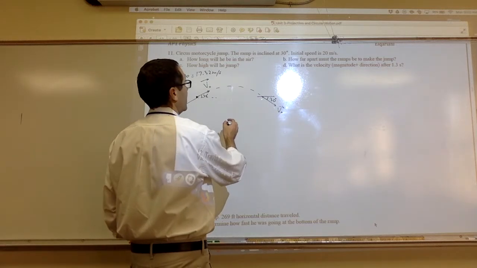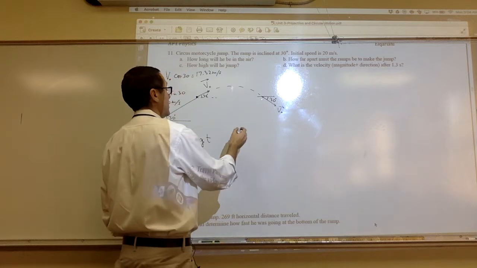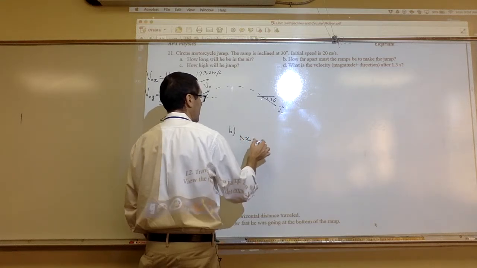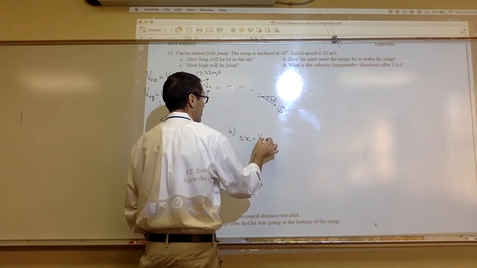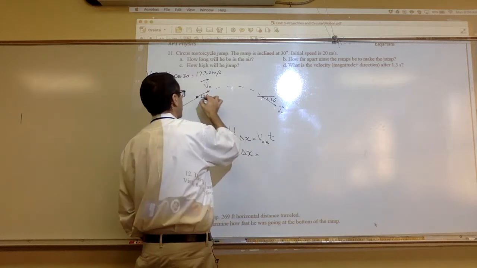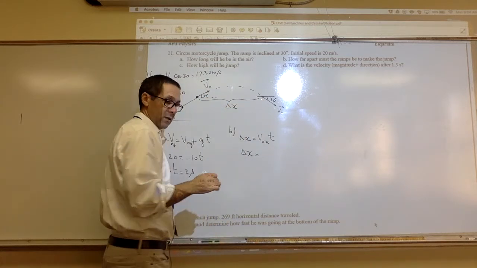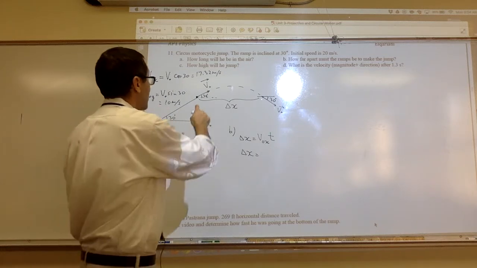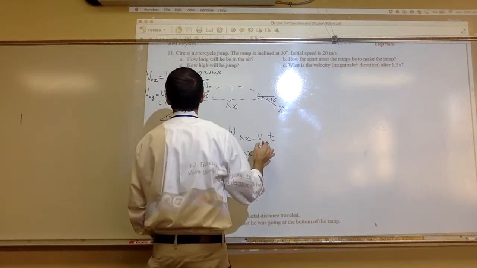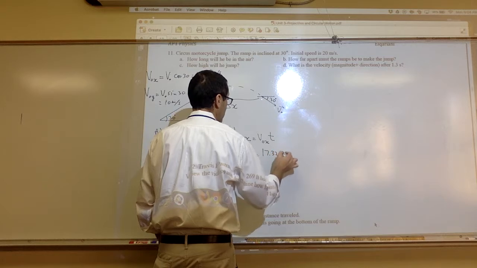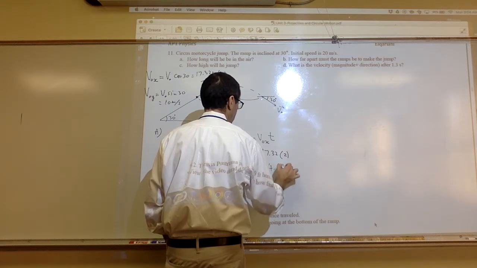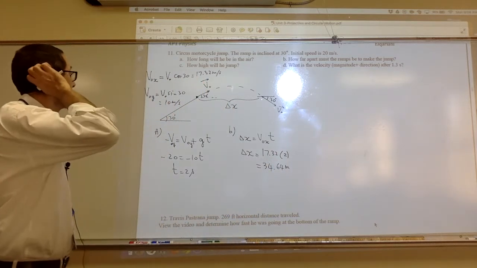Now, let's look at part B. How far apart must the ramps be? So for part B, we're looking for delta x, and we're going to use the simple equation, which is V0 in the x direction, not just V0, times time. In other words, we're looking for this distance here. Now, to find that distance, you have to take into account the whole time, not just the time it takes to get to the top. So this is going to be 17.32 times 2 seconds, and that should be 34.64 meters.